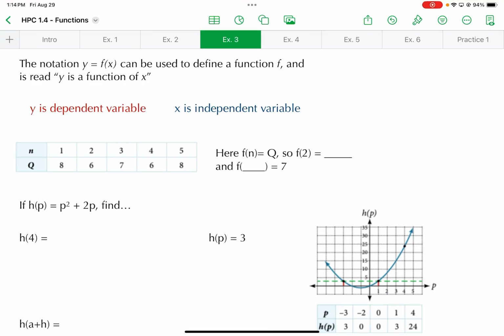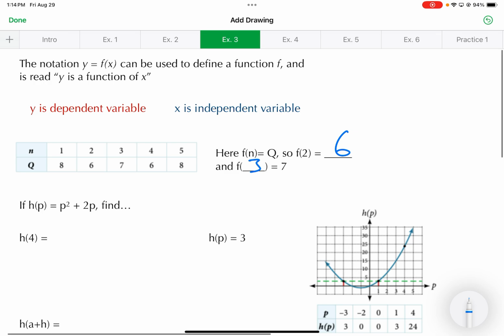All right, so notation y equals f of x can be used. You guys have used that many times before. Y is your dependent variable, x is your independent variable. How that notation works, if you have a table, n, your independent variable, we've got some values listed there. Q would be your output. Here, f of n is equal to your output q. So then if we want to use that notation, f of 2 would be an output of what? Yep. All notation you guys have seen before, but just a little bit of a review. What would I plug in for x or my input n to get an output of 7? Yeah, so 3 is what our input would be. So that's how that works, okay?